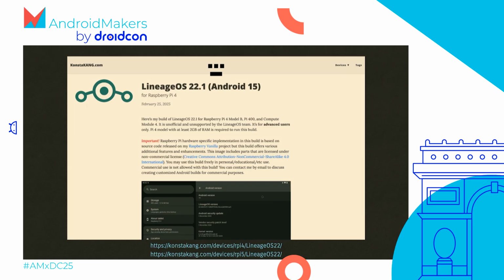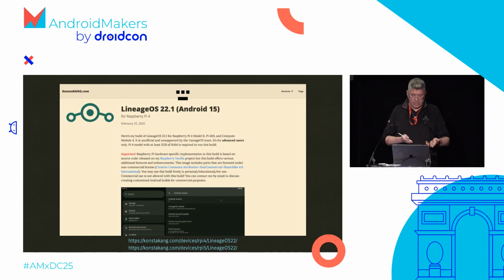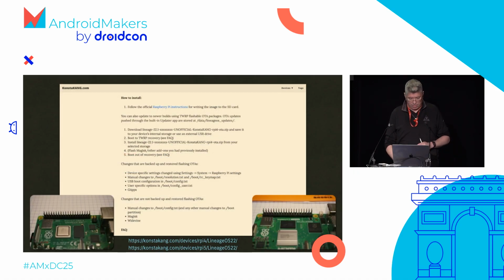So if you want to talk open source software, Lineage OS here, a specific build by Consta Kang. It's one of the only upkept modern Raspberry Pi builds out there from the community. So it's a non-commercial one that's worth mentioning. It's under Creative Commons, and it's good for experimenting and prototyping.